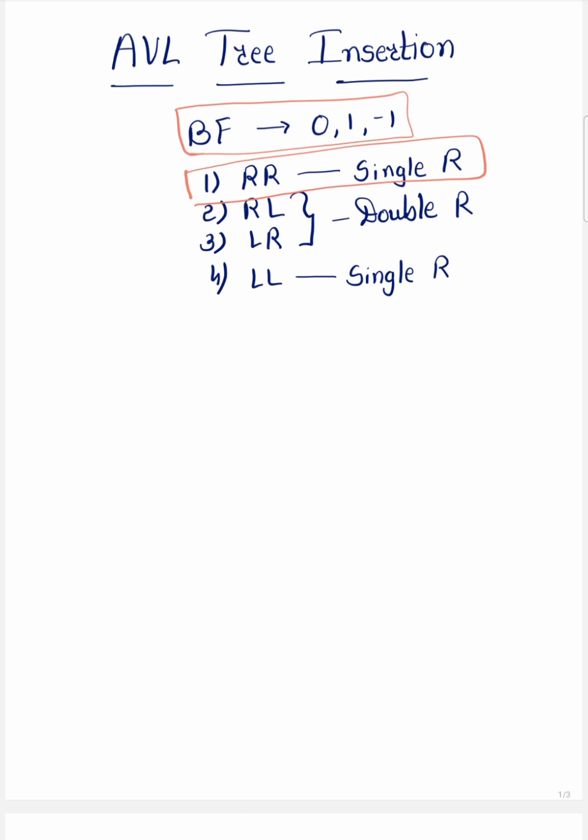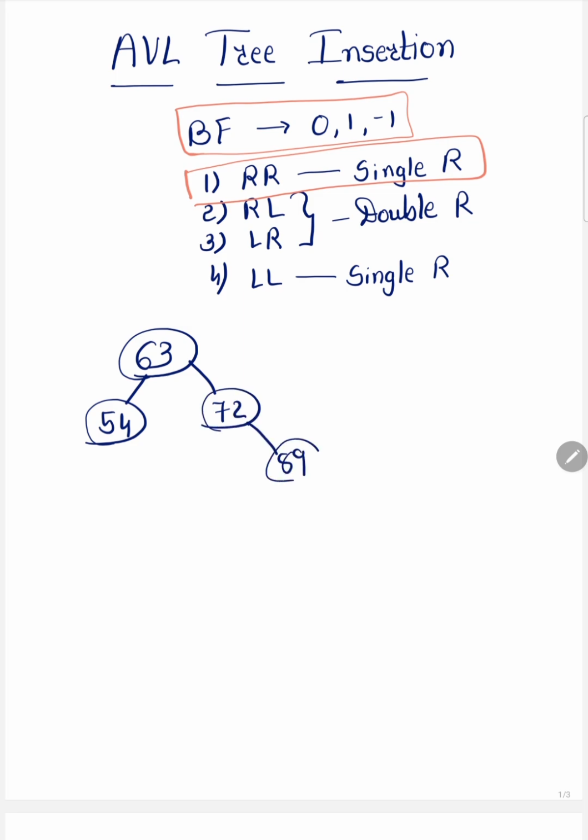So let us take one example of our RR rotation. Suppose I have 63, here I have 54, and then 72 and 89. So I'm having this small tree. First I need to find the balance factor. For 89 it's 0, 54 it's 0, 72 it's 0 minus 1, so -1. For 63 it's 1 minus 2, so again -1. So now this is a balanced tree, so you can say it's your AVL tree.